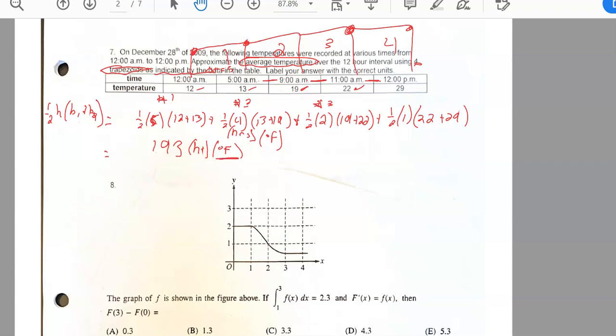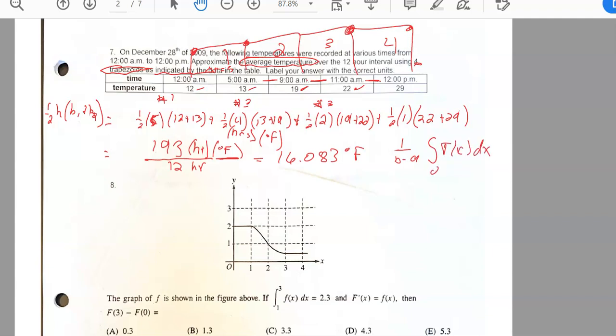So the average idea tells us then we want to divide by the number of hours that we covered, which is 12 hours. So when we now go ahead and divide that by 12, this answer makes much more sense because it has the correct unit, degrees Fahrenheit. So what this problem really sets up is this average value idea. We wanted the average value of our temperature.